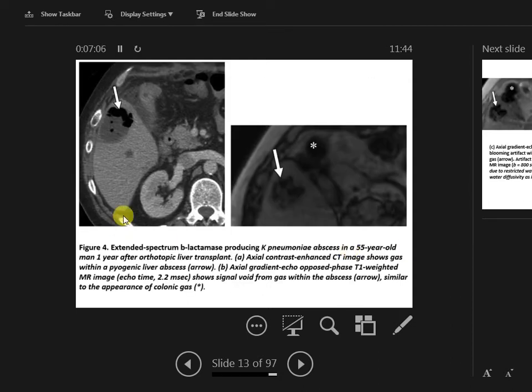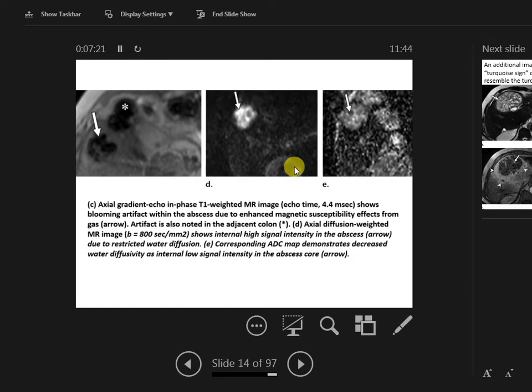This is an axial contrast enhanced CT, the gas like the colon, and this is in MRI, also the signal intensity of it like in the colon. This is the diffusion weighted MRI. This is hyperintense in diffusion, with restricted diffusion, low signal, sorry, on the ADC map.